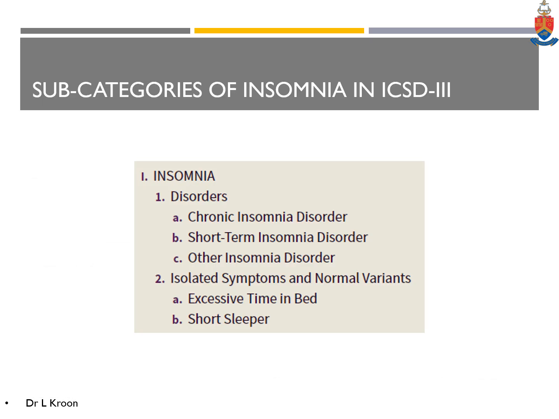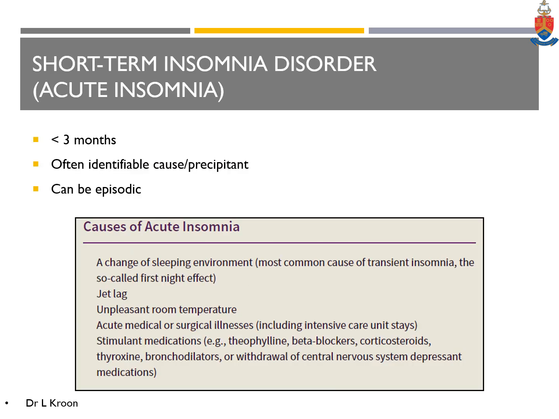So now with regards to insomnia, we can subdivide them into chronic insomnia, short-term insomnia, and others. So short-term insomnia or acute insomnia would be when the symptoms are less than 3 months. There's often an identifiable cause or precipitant, and they can also be episodic as well. So usually we see this when we have transient insomnia. If you change a person's sleeping environment, after some jet lag, if the room temperature is a bit unpleasant, after some medical or surgical illnesses, and other related medications.